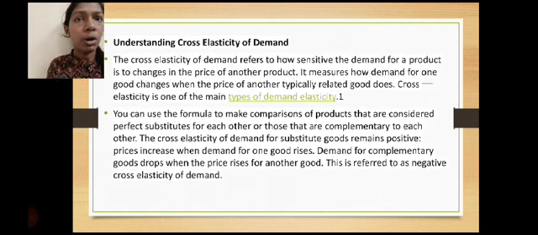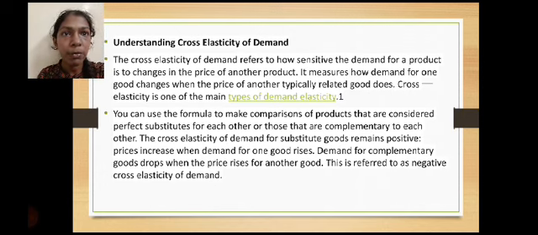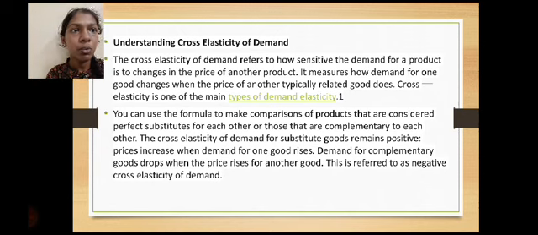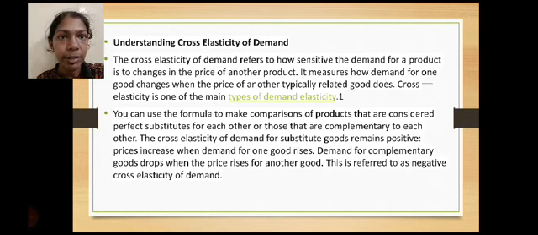Cross elasticity of demand refers to how sensitive the demand for a product is to a change in the price of another product. It measures how demand for one good changes when the price of another, typically related good, does. Cross elasticity is one of the main types of demand elasticity. And how do we calculate the cross elasticity of demand by using the formula?